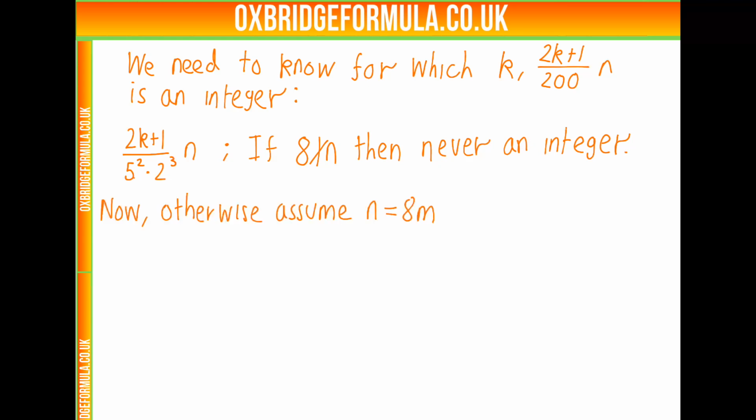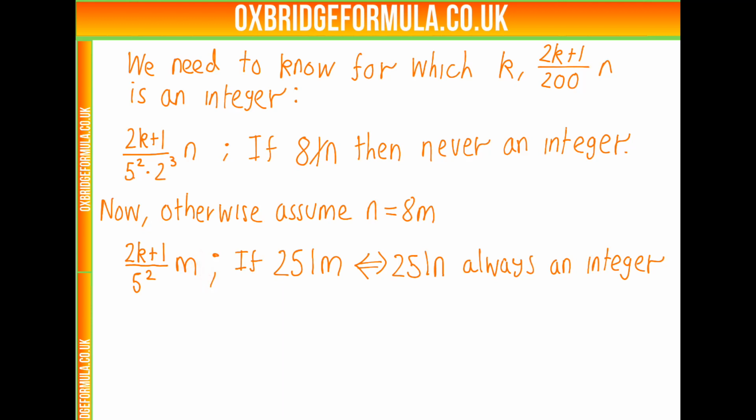So now, suppose that 8 does actually divide n, so we can write n equals 8m. If we write that, then this simplifies to this, because the 2 cubed and the 8 cancel. And now let's look at this. So let's look at a nice case first. Suppose m is a multiple of 25. Well, 25 dividing m is the same as 25 dividing n, because multiplying by 2 cubed shouldn't make any difference to that divisibility by 25, because 2 and 5 are different prime numbers. And so we know if this is the case, then m over 5 squared will be an integer, and 2k plus 1 is certainly an integer, so this means it'll always be an integer for any k.